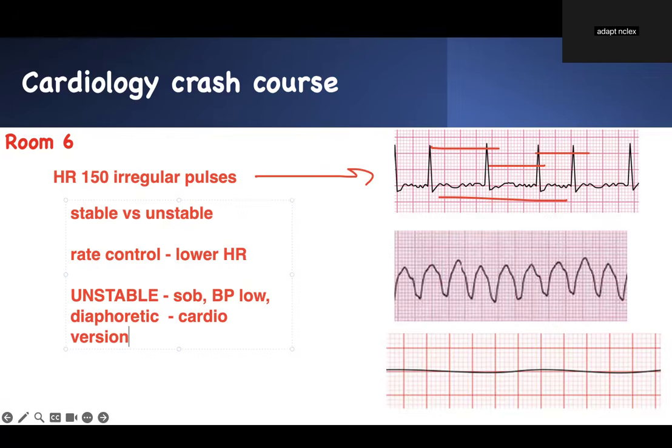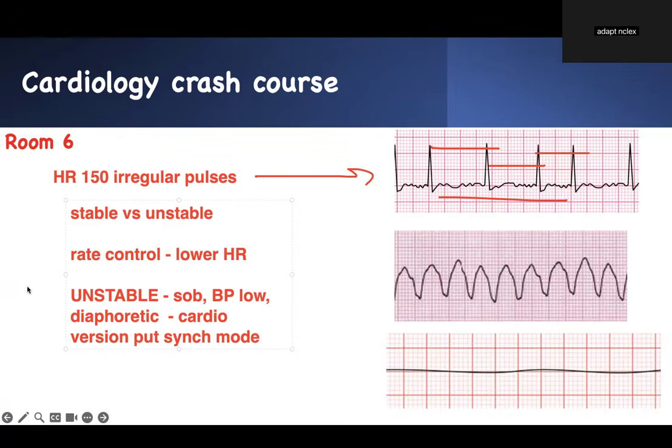And when you're doing synchronized cardioversion, what is your number one thing? Put the sync mode on. Otherwise, you're going to kill them. That's all. You see how you manage cardiac rhythm? You don't need to worry yourself too much. Break it down like that. Put the sync mode on and then provide the synchronized cardioversion if they are unstable. But if they're stable, we're going to give them medication to lower the heart rate.